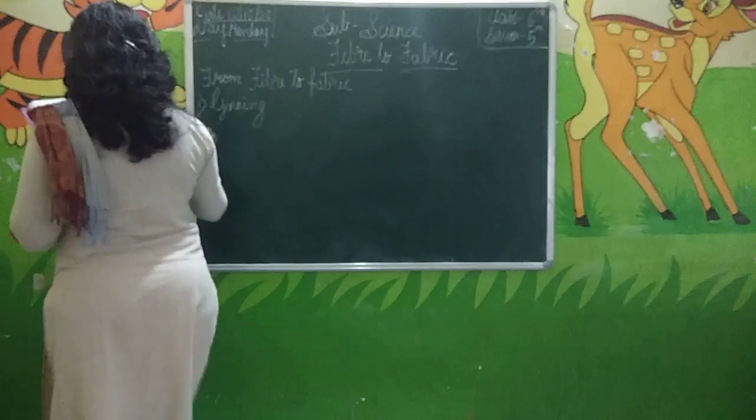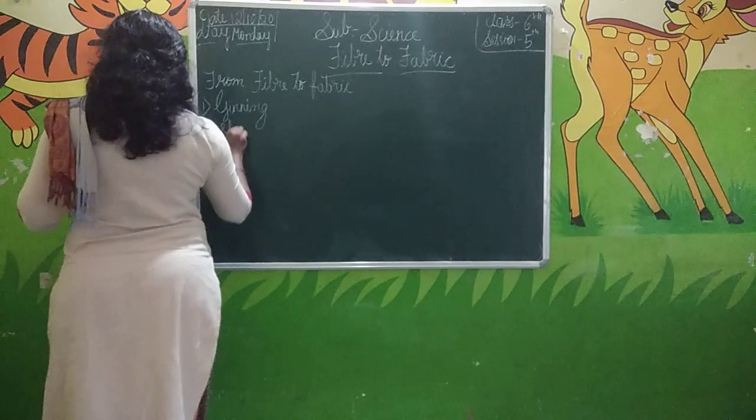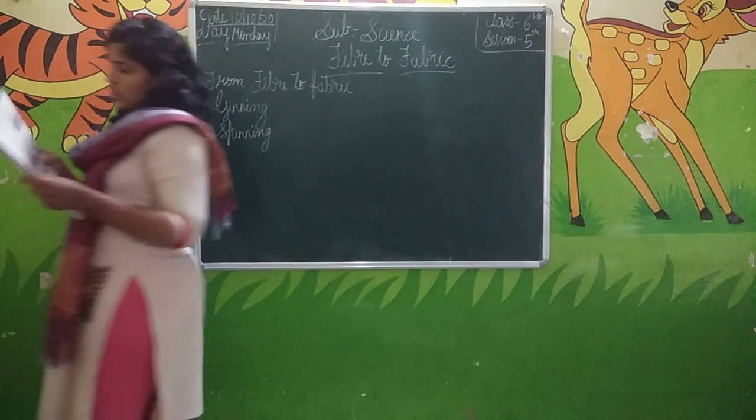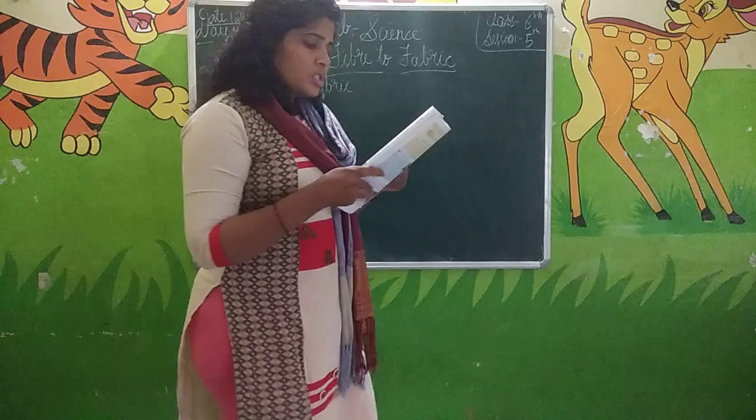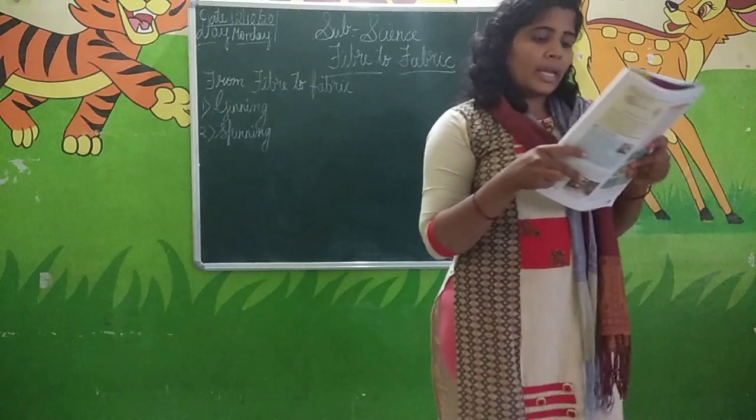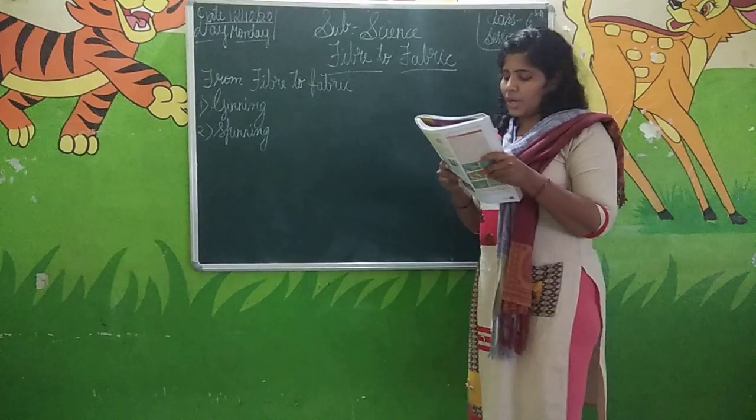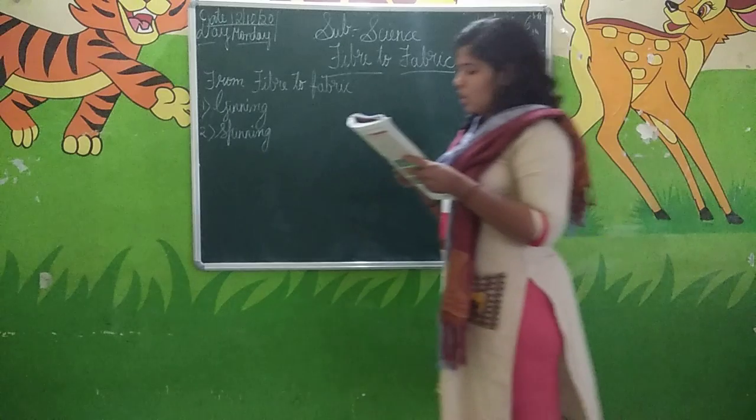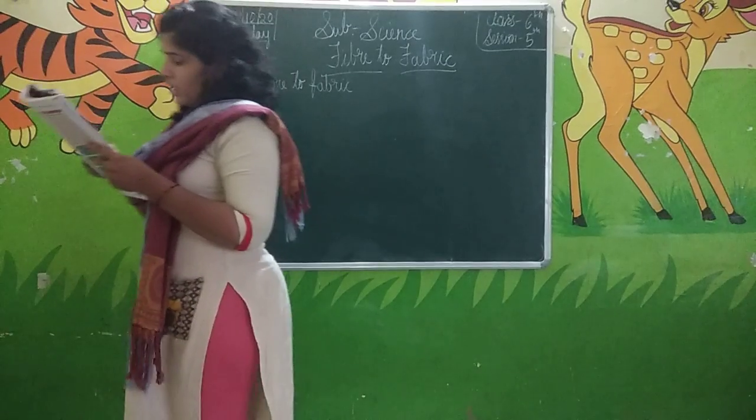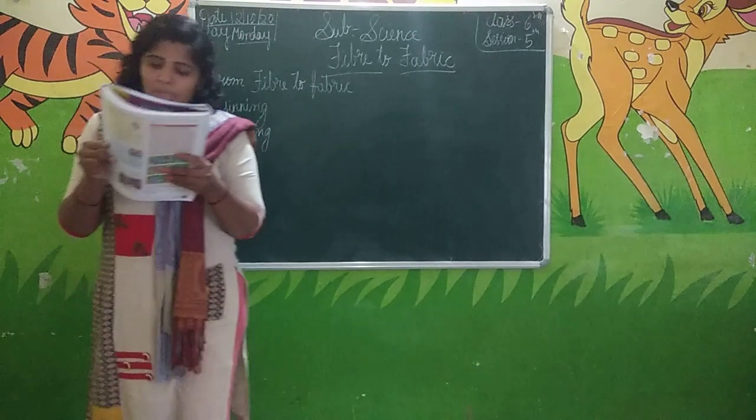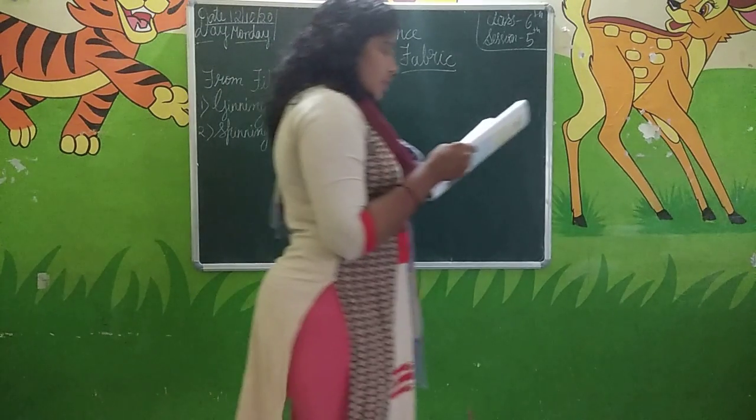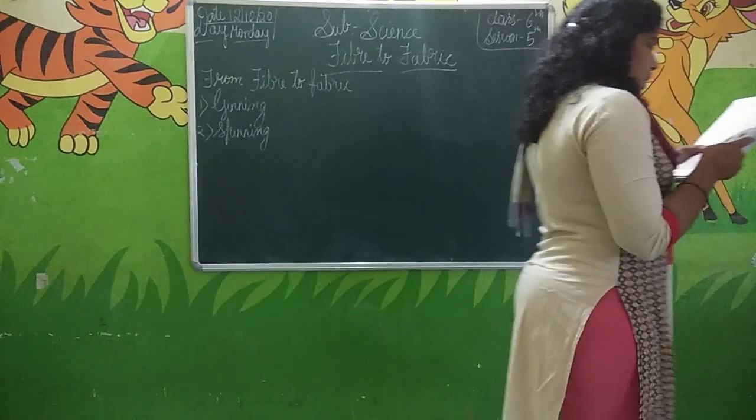The second process is spinning. It is the process of changing fiber into yarn. Spinning draws out short fibers from the cotton wool and twists them together into a long continuous thread called yarn. Hand spindle or takli and charkha are two hand-operated devices used for spinning. In rural areas, people still use the charkha for making thread or yarn from cotton. Spinning of yarn on a large scale is done by a spinning machine.